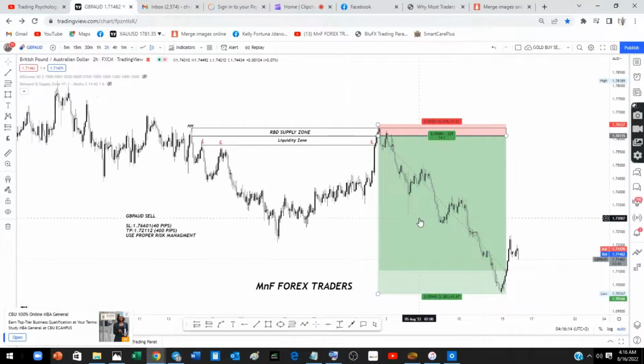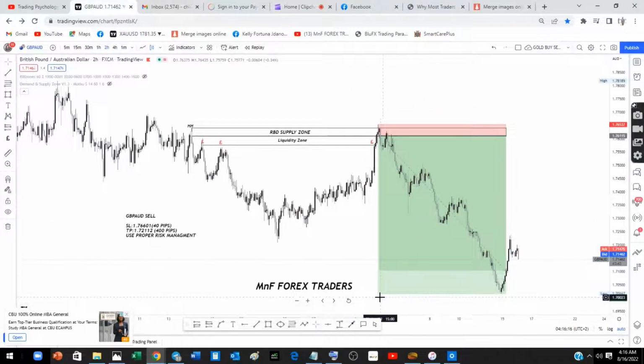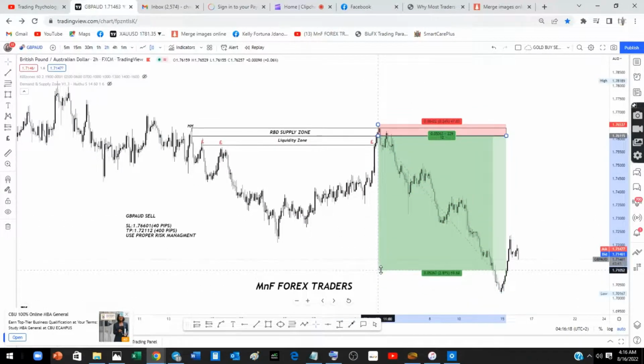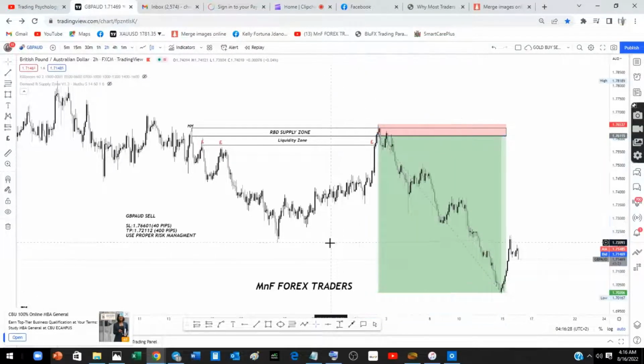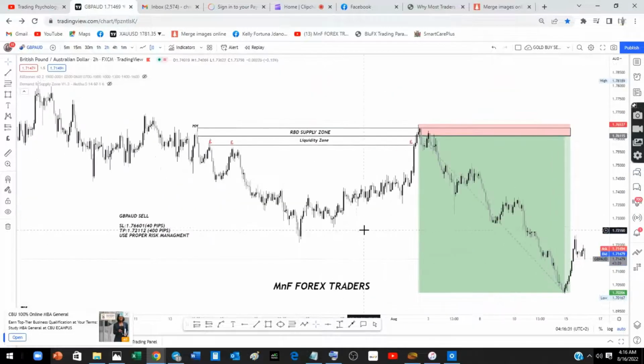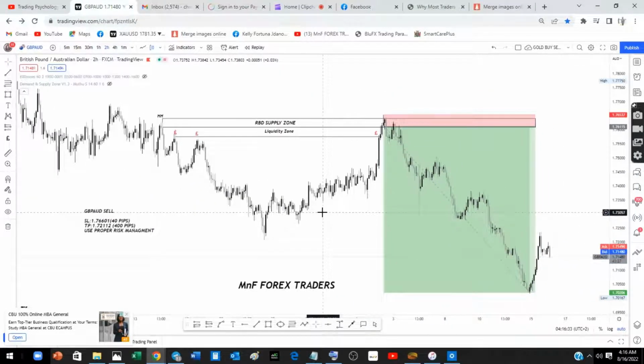The market literally moved about 600, because our target, remember, was about 400 pips, right? Our target was somewhere at this level right there. But the market ended up going almost 600 pips in profit. It was an amazing trade.